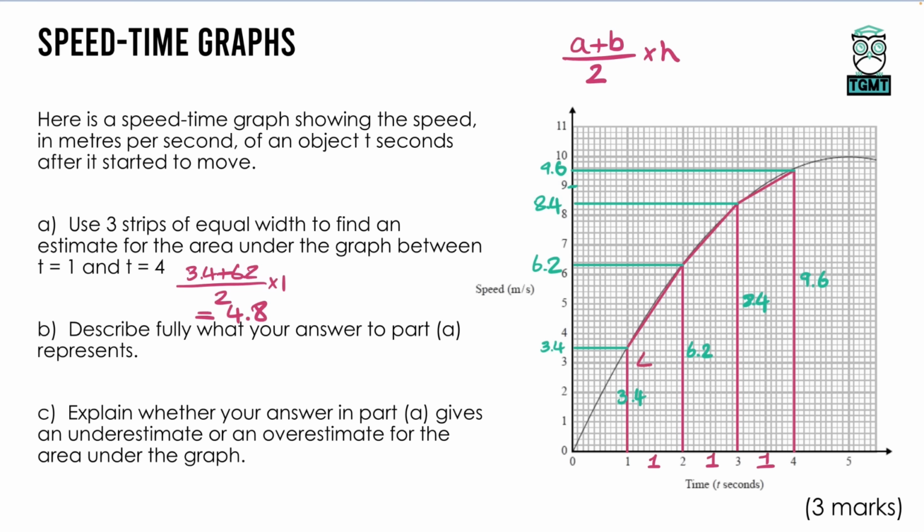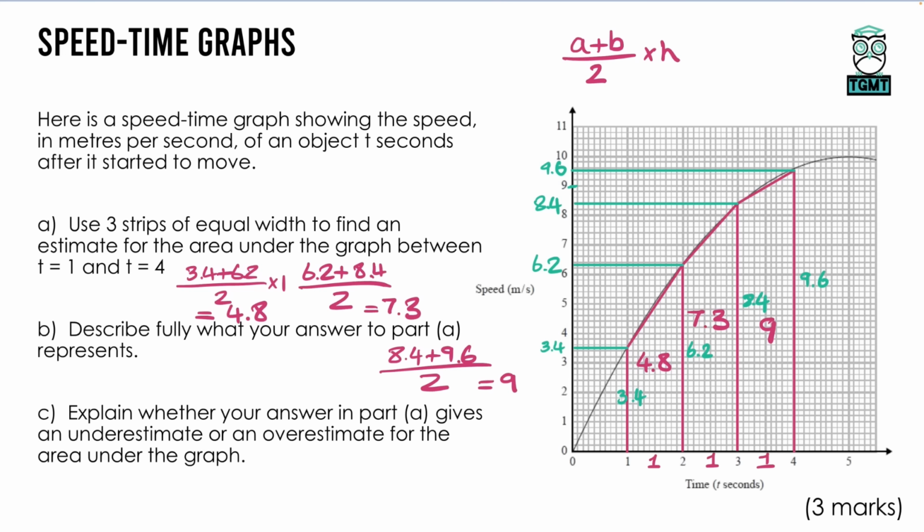You can label that in there if you want, it just helps to remove it from all of our working, and then I'll move on to the next trapezium. So 6.2 plus 8.4 divided by 2, we don't need to times by 1, so 6.2 plus 8.4, and then divide by 2. That gives us 7.3 for our second trapezium. And then our final one, which is 8.4 plus 9.6, again divided by 2, so 8.4 plus 9.6 all over 2, and that gives us an area of 9 in our final trapezium.